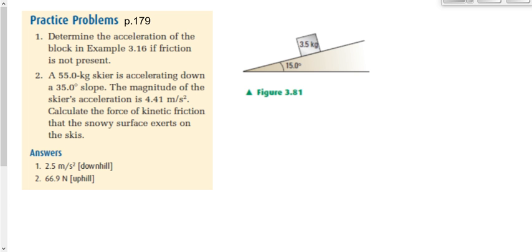Do we have any issues with these questions on page 179? We need to go over one of these or both of these questions on page 179.